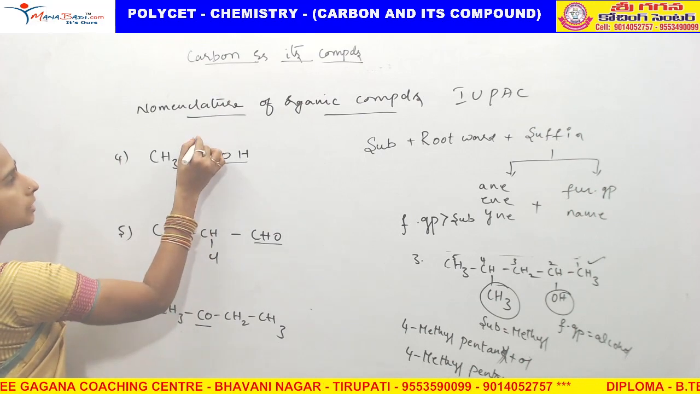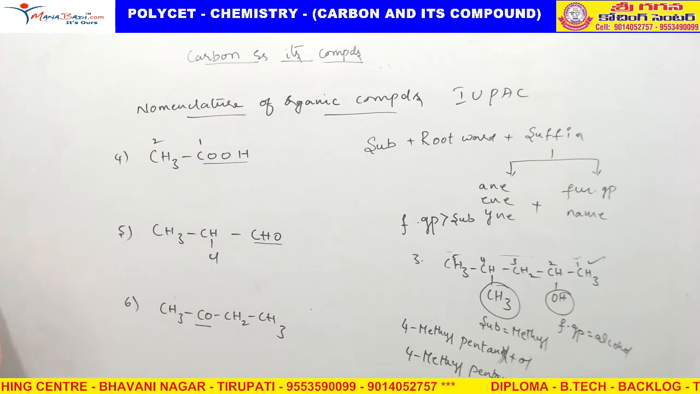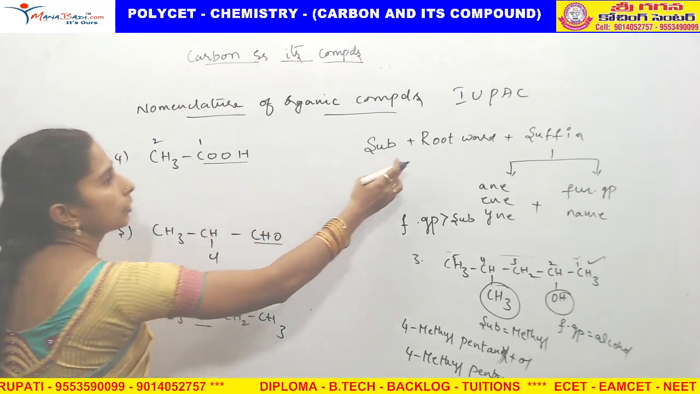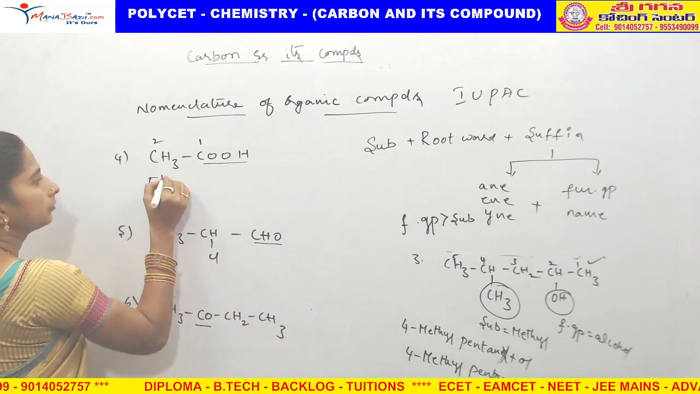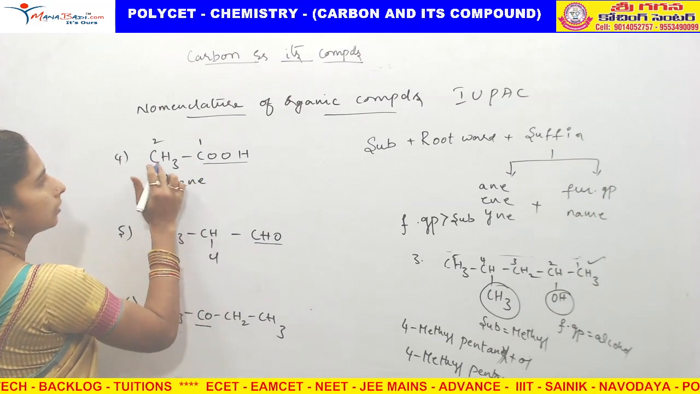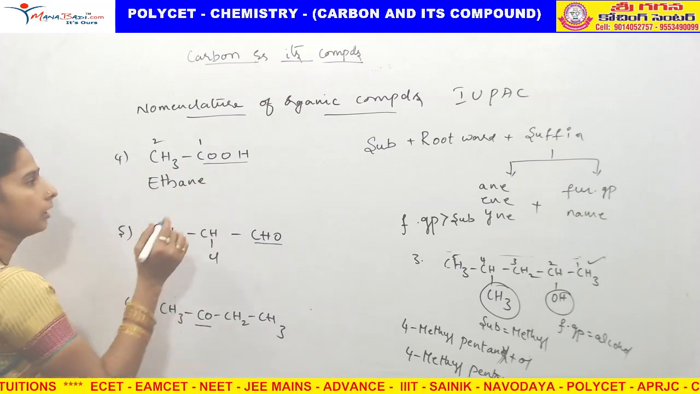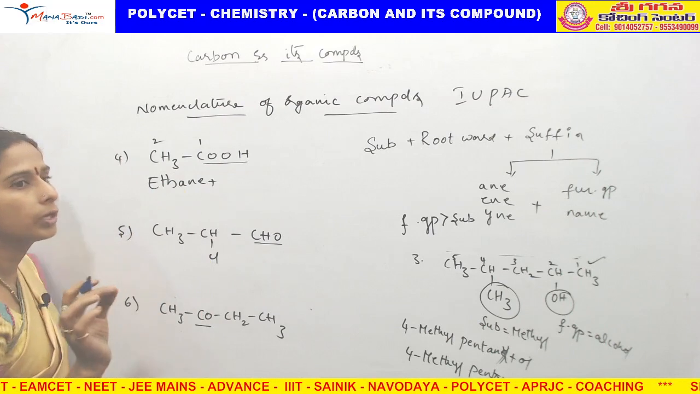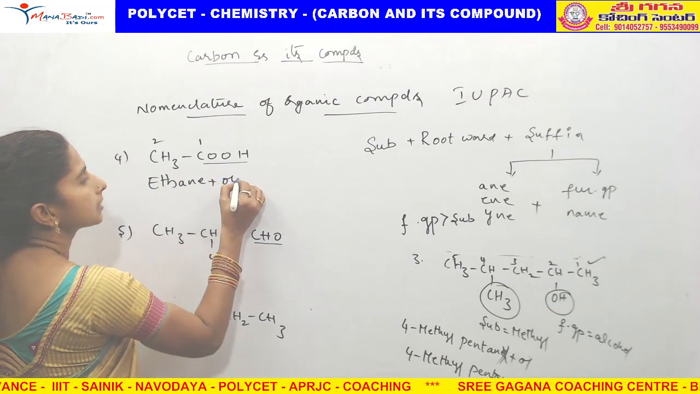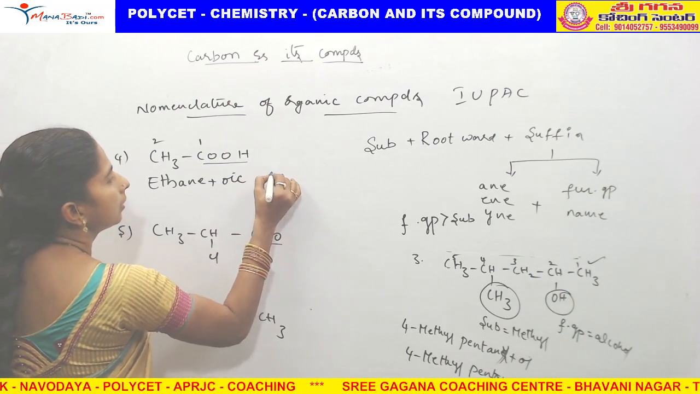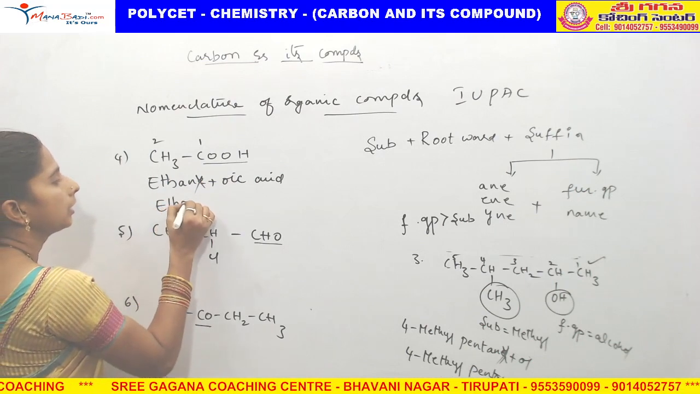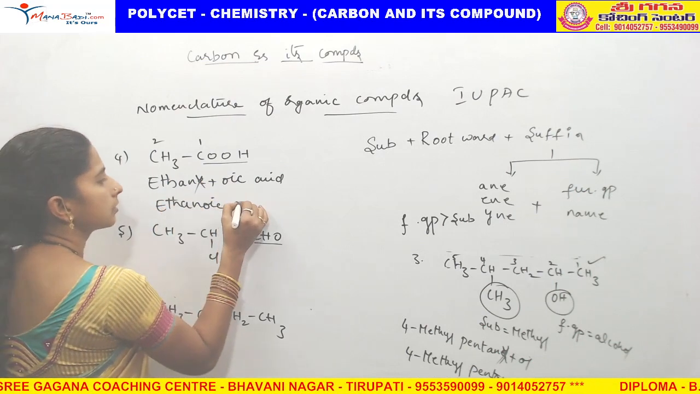Here also one carbon is there. 1, 2. 2 carbons are there. Okay. 2 carbons, there is no functional group. You can start from the root word: eth, ane, because here no double bond. So ane plus, what is the COOH suffix? Suffix for COOH, oic acid. Now when you are mixing together, e gets cancelled, you will get ethanoic acid.